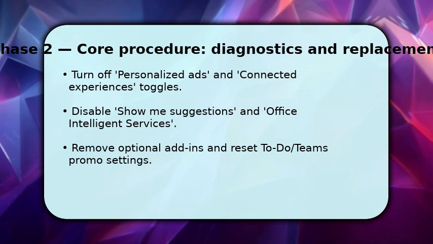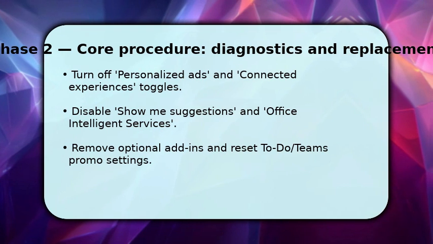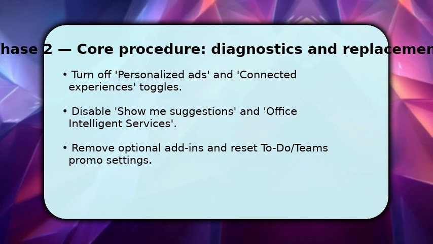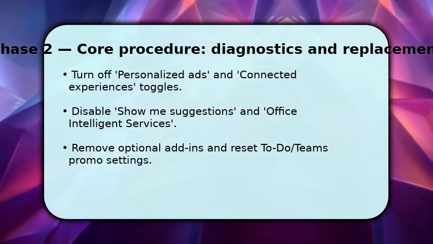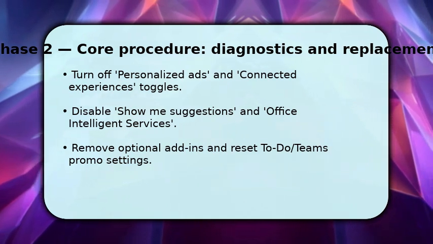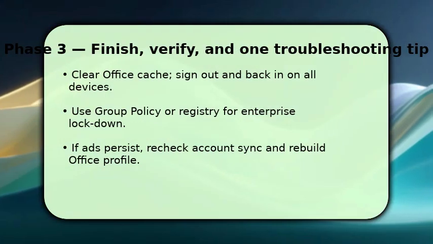Then disable Show Me Suggestions and Office Intelligence services, because these fetch promotional content and context-aware tips. Make sure to check add-ins and extensions. Remove or disable optional third-party add-ins that inject banners. Also, reset settings in companion apps like Teams and finish by clearing the Office cache and signing out, then sign back in on each device to force policy refresh.